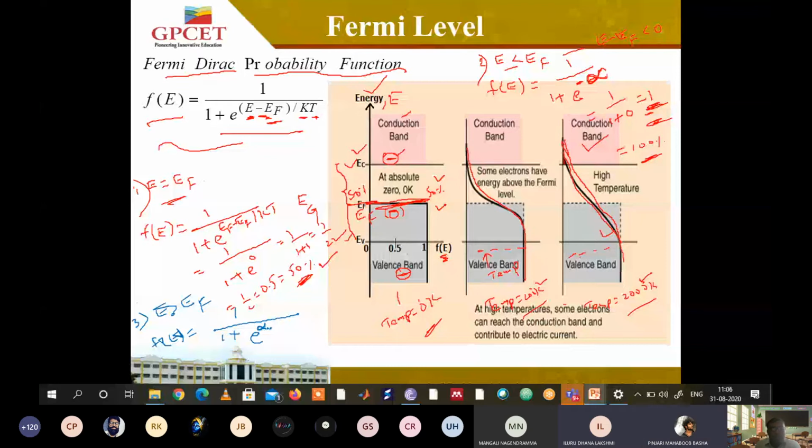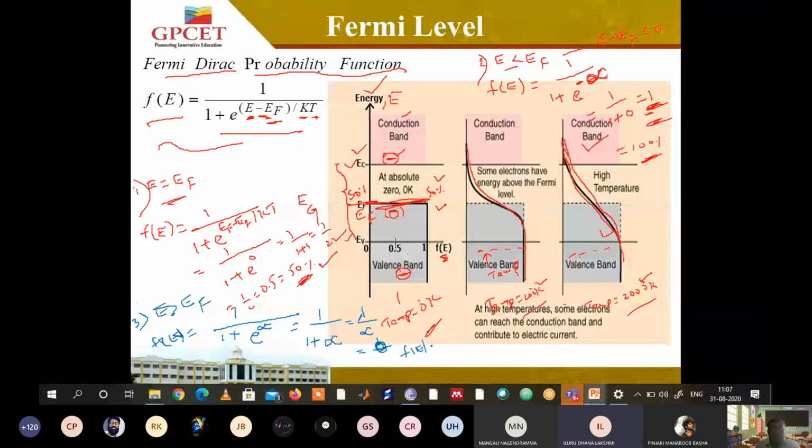That is equal to 1 by 1 plus e power infinity. What is e power infinity? It is infinity, very good. So that is equal to 1 divided by 1 plus infinity, which is also infinity. What is 1 by infinity? That is equal to 0. Very good. 1 by infinity is 0. Right, now tell me what is F of E?